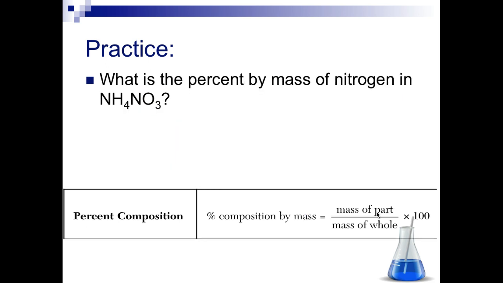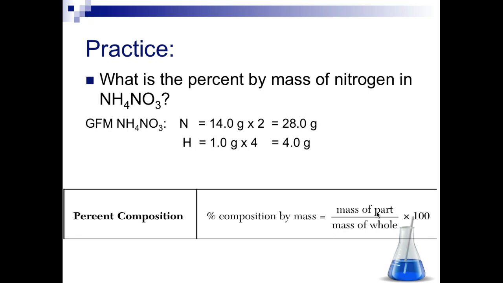Let's look at another practice. What is the percent by mass of nitrogen in NH4NO3? Pause the video, and unpause when you're ready. All right, so the gram formula mass for the whole thing. We have two nitrogens at 14.0, four hydrogens at 1.0, and three oxygens at 16 each. So our total mass for NH4NO3 is 80 grams.